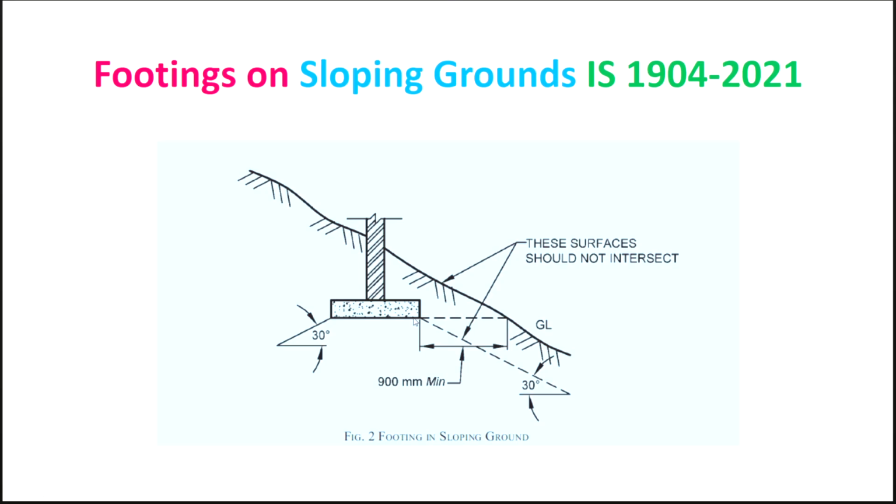Now there may be issues where you have a certain type of sloping ground. Again, NBC also is there, but I have just taken the update of that, 1904/2021. Now suppose it's a sloping ground, then what should be the distance from this to the edge of the foundation of the building? Here they specify 900 millimeters minimum. And this angle, whatever the sloping angle is, around 30 degrees. These surfaces again should not interact. This surface which is at 30 degrees from horizontal should not intersect. That means they should go parallel.